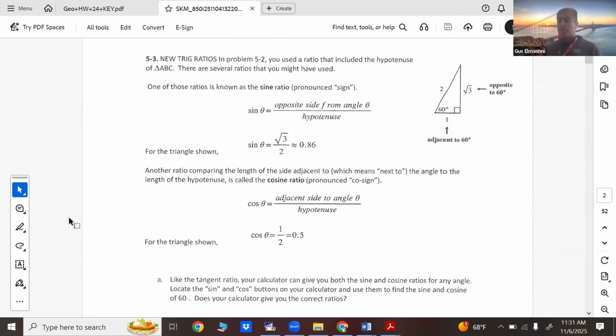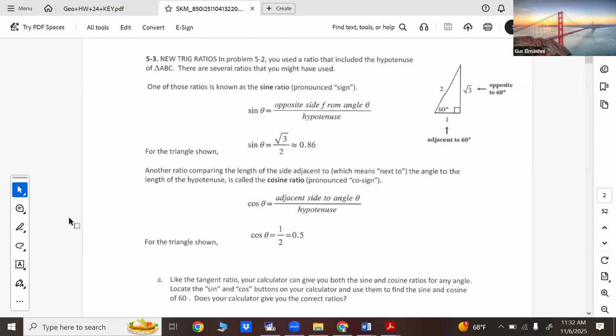Okay, so we're going to talk about some new trig functions or ratios. Actually, Reagan, can you read the beginning part where it says new trig? Just read up to part A. New trig ratios. In problem 5.2, use the ratio that includes the hypotenuse of ABC. There are several ratios that you might have used. One of those ratios is known as the sine ratio. For the triangle shown, another ratio comparing the length of the side adjacent to the angle to the length of the hypotenuse is called the cosine.